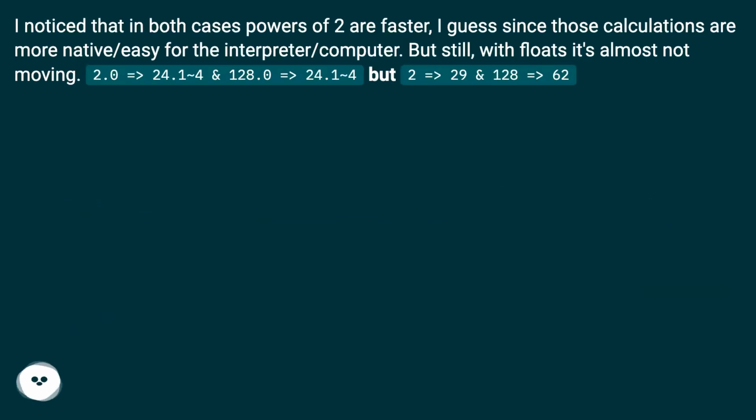I noticed that in both cases powers of 2 are faster, I guess since those calculations are more native and easy for the interpreter or computer. But still, with floats it's almost not moving. 2.0 equals 24.1 ~ 4 and 128.0 equals 24.1 ~ 4, but 2 equals 29 and 128 equals 62.